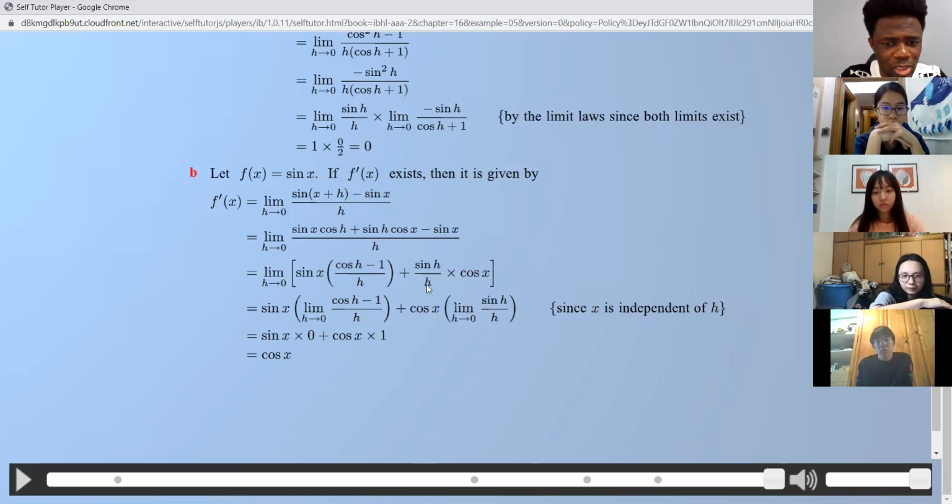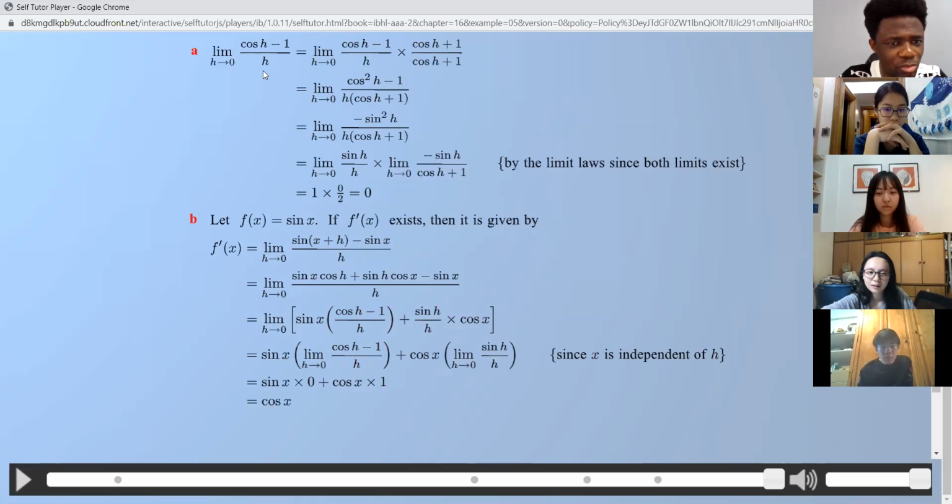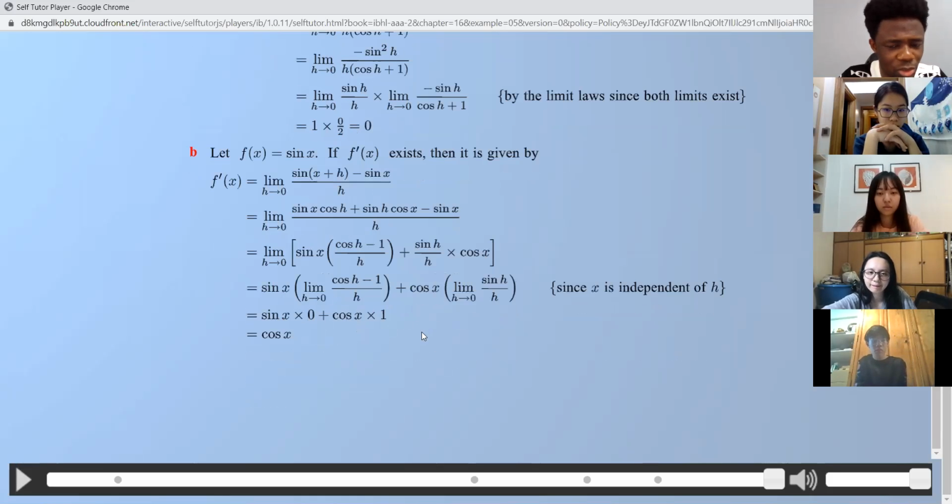So this is just sin h over h times cos. Then the limit of a sum is just the sum of limits. And since the independent variable is h, anything that does not contain h is a constant. You can take it out. It's not affected. Okay, that's why sin x and cos x are taken out of the limit. And this is the result that was just proved here. So this would be 0. This is the fundamental limit for trig, and that is 1, and you get the result.